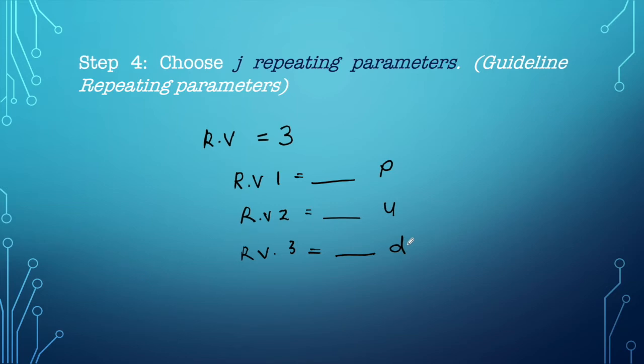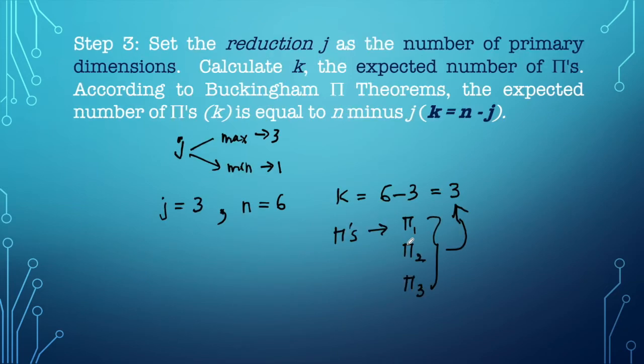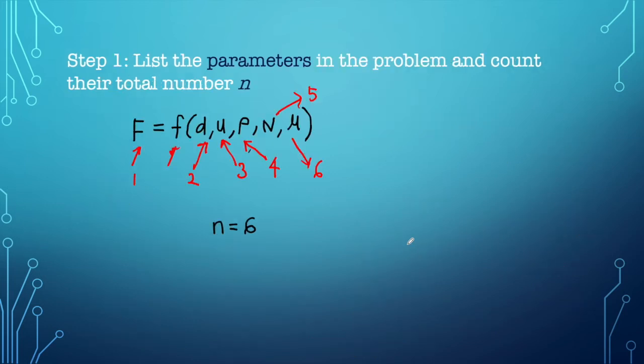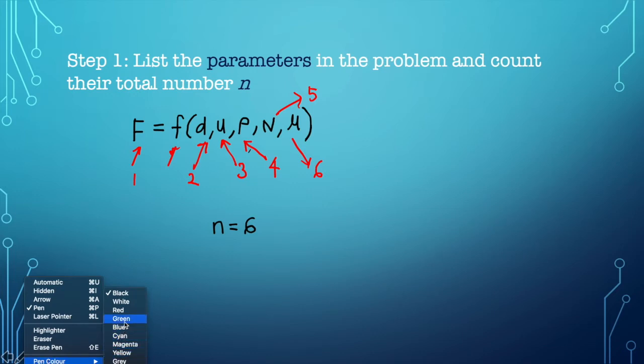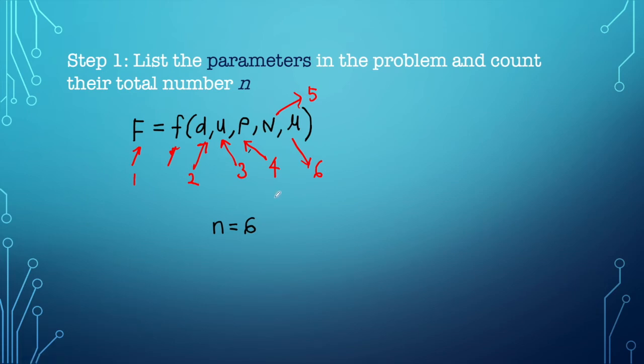So after you choose your repeating variables, you have to go back to this here, and I will change pen color to green. Okay, now you choose rho, u, and d. They will be excluded, and then you have 3 pi's, right? So where do these pi's come from? From these parameters. So F would be your first pi, pi 1, N would be your second pi, pi 2, and mu, viscosity, would be your third pi.